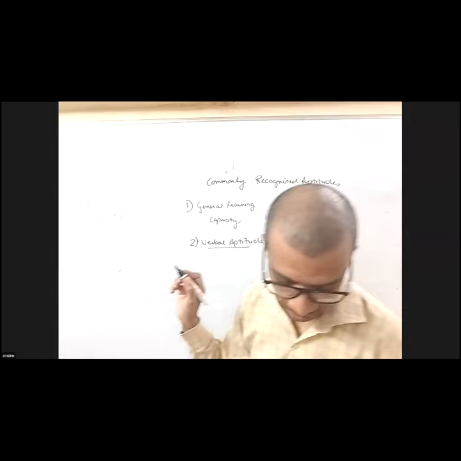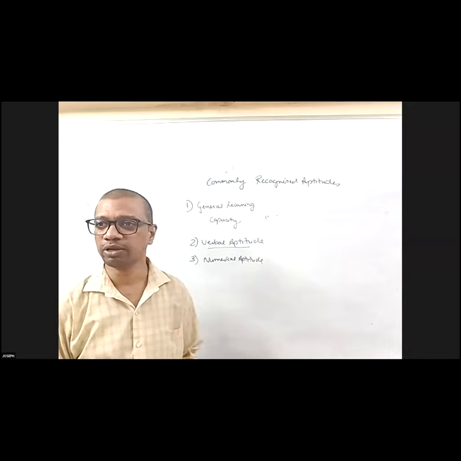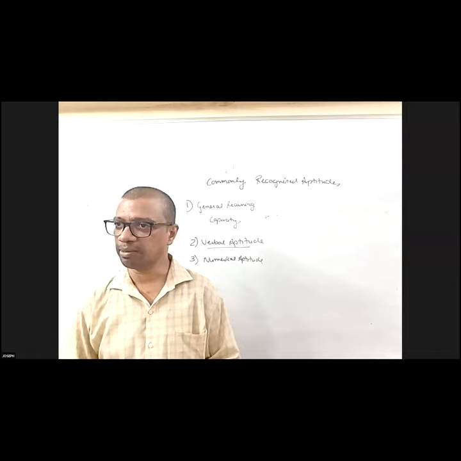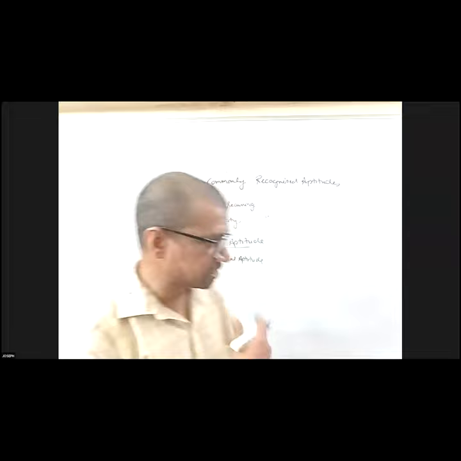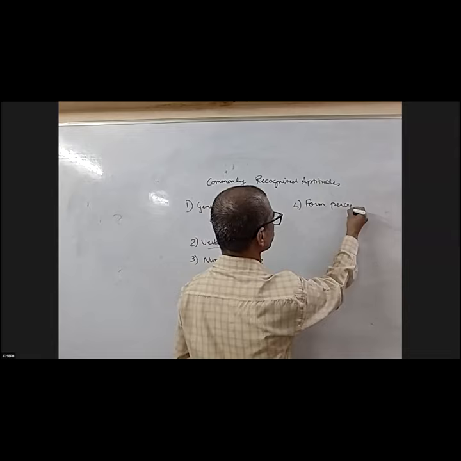Third, numerical aptitude. Numerical aptitude, I don't have to tell you the meaning. You already know the meaning. CSAT has your numerical aptitude, reasoning, general mental ability. Though reasoning also is different, and numerical means being able to handle numbers. Okay. Fourth is form perception. Spaces and the differences.